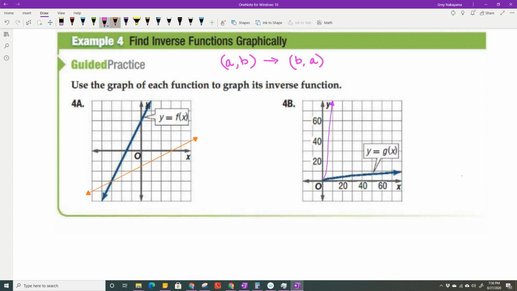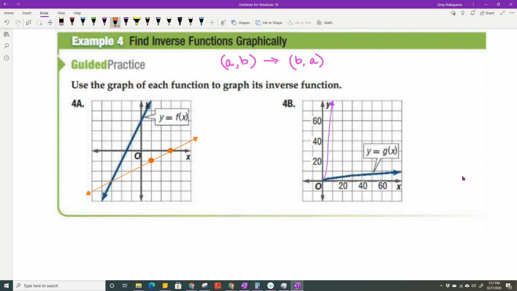So what am I going to do? This blue line is the original one, y equals f of x, and to graph its inverse, I'm going to go find points on here. So this one right here is at 0, 3. So that means I'm going to have 3, 0. Boom. There's 3, 0 right there. Okay, so I'm going to find another one. Here's a point right here. This is at -1, 1. So -1, 1 means I'm going to have 1, -1 because I'm going to switch them.